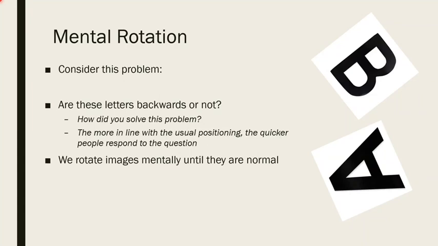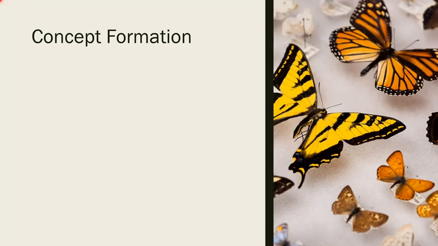The answer to this question is that we rotate the image mentally. So you take the B and you rotate it to the left. Sorry, I'm not good with geography. You take the A and you rotate it in your mind to the right. But that's all based off of stimulus control.